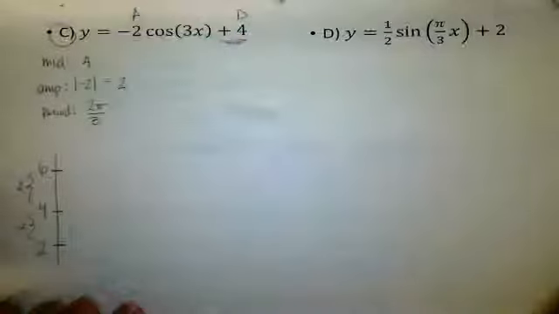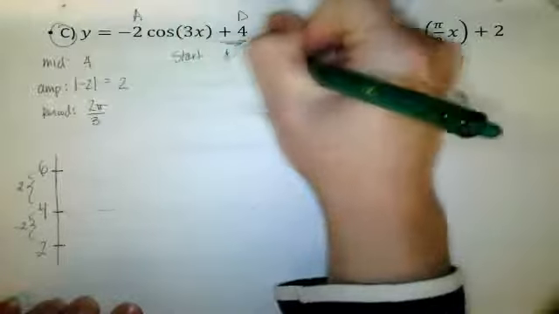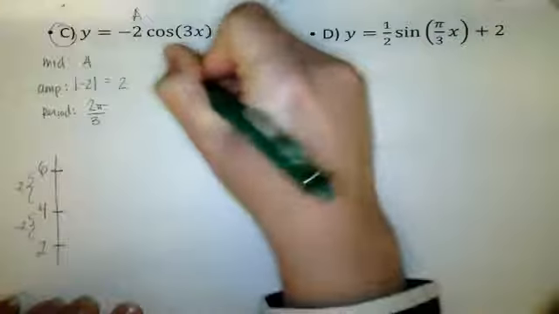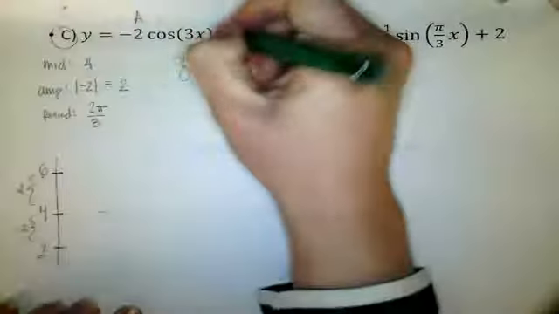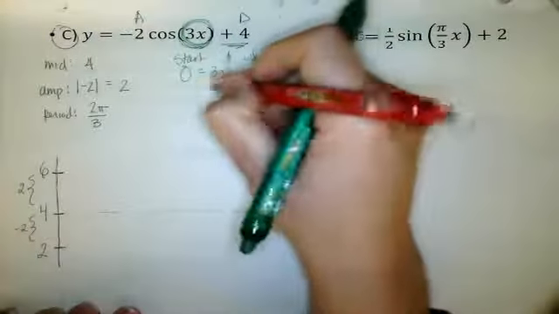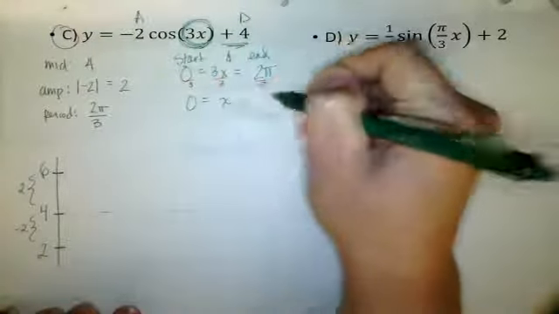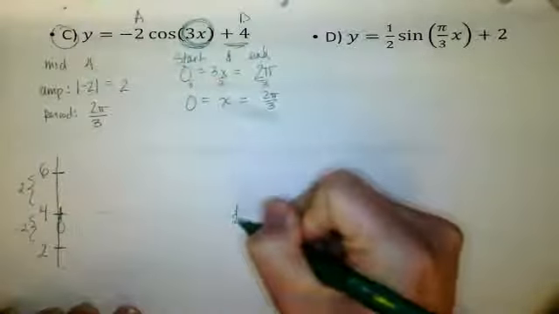2 pi over 3 is the period. That's it. Kind of nice. And again, if I want to find the starting and ending point, we would normally start at 0 and end at 2 pi. But all these changes with x, which today is easy, just mess things up. So again, how do I get x by itself? Divide everything by 3. So I get 0 equals x, which equals 2 pi over 3, as my starting at 0 and ending at 2 pi over 3.